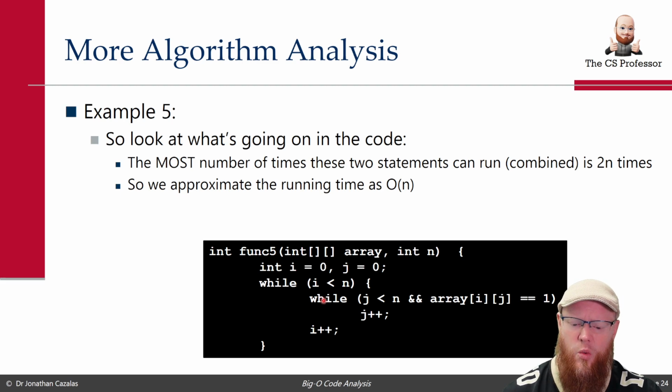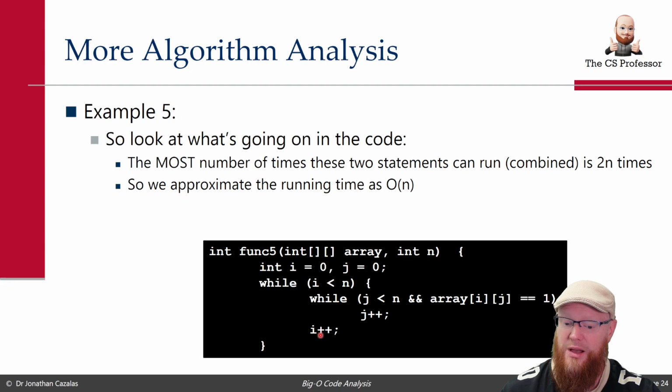We come to this inner while loop. j starts at 0. Is j less than n? Yes. Cool. j++. Is j still less than n? Yes. Cool. j++. We iterate this inner while loop until we exit it. What does that mean? That means we've incremented j so many times that it's no longer less than n, right? This condition is now false. j is now equal to n, and we no longer enter this inner while loop.